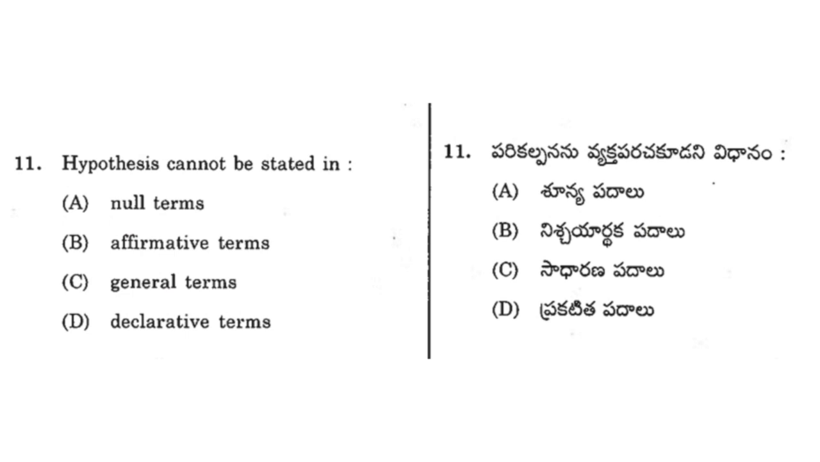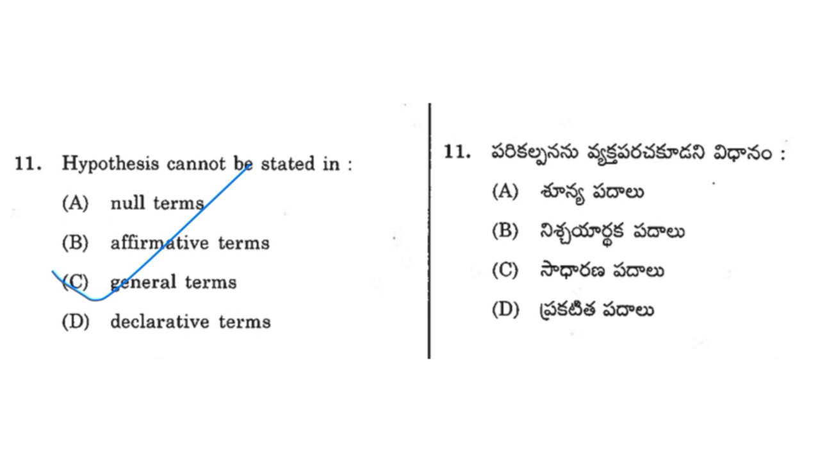Hypothesis cannot be stated in. Options are null terms, affirmative terms, general terms, declarative terms. Here, option C, general terms is right. Hypothesis cannot be stated in general terms is right.